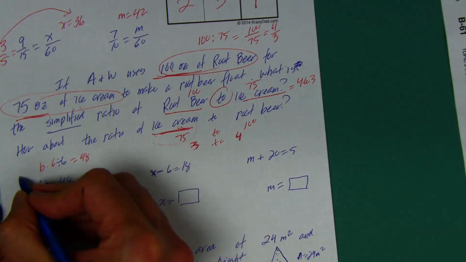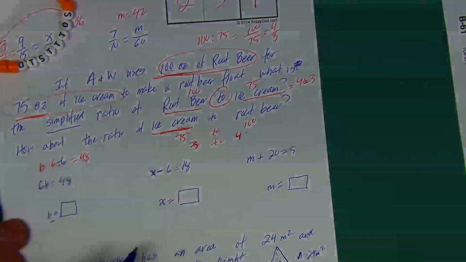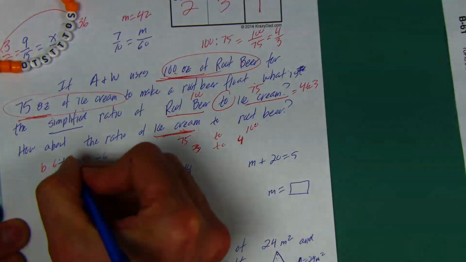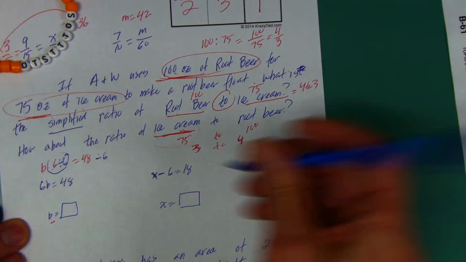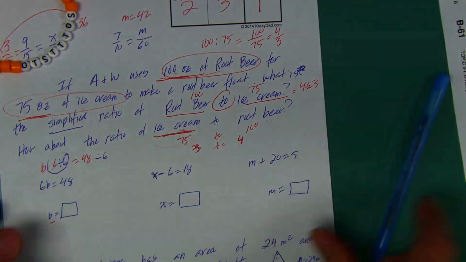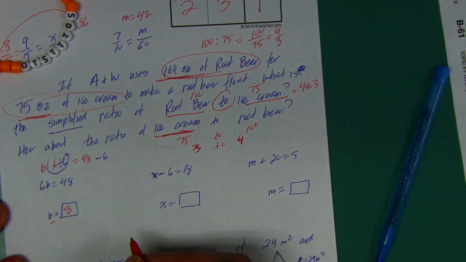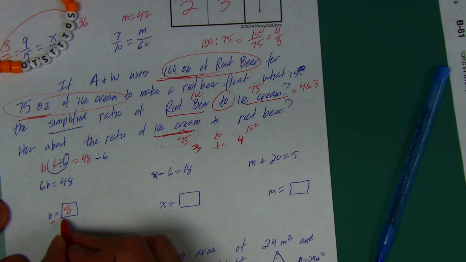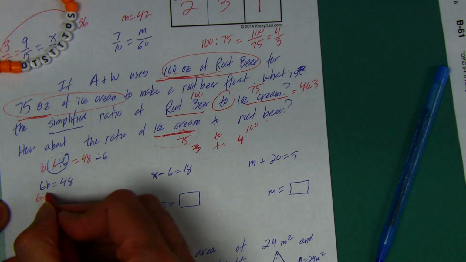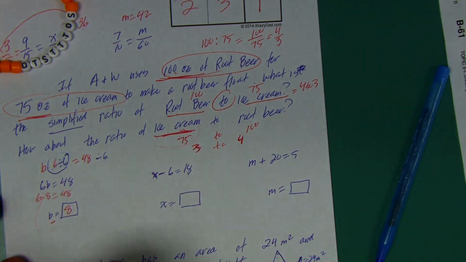But if I do it to this side, I better do the same thing to the other side. And then the times 6 and divided by 6, they're opposite, so they cancel each other out. So I have b equals 48 divided by 6. What's 48 divided by 6? 8. Okay. Now, if I want to double check, I go back. Is 6 times 8 48? It is. Whew. Yeah, and if it's a test, I'm double checking.